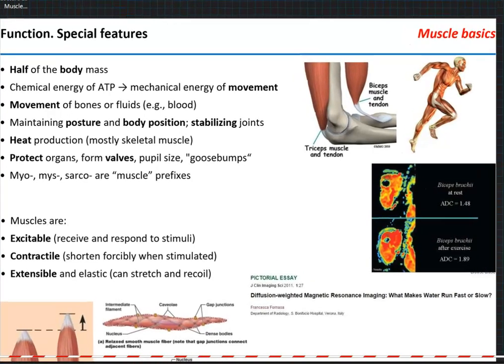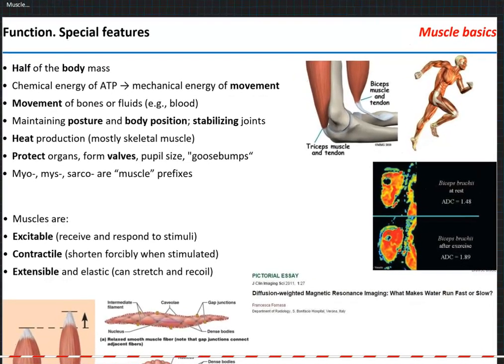All right, folks, so let's talk about the functions and special features of the muscles. Muscles represent around half of the body mass. The main function is to convert the chemical energy of ATP molecules into movement. It can be the movement of bones and can be movement of fluids, for example, cardiac and smooth muscles. Exactly that. Obviously, postural contributions, all of that.